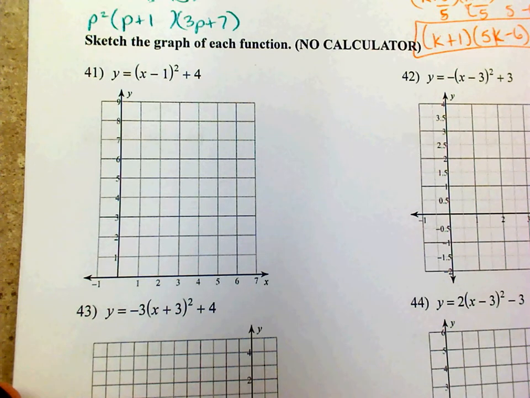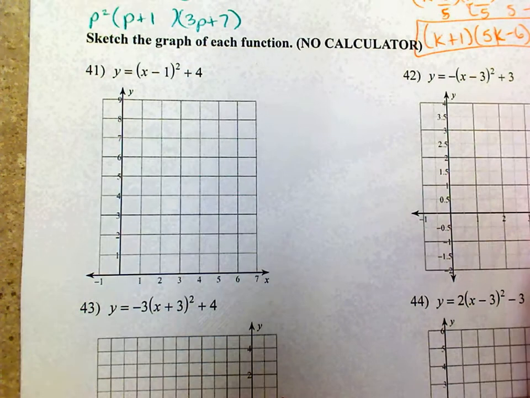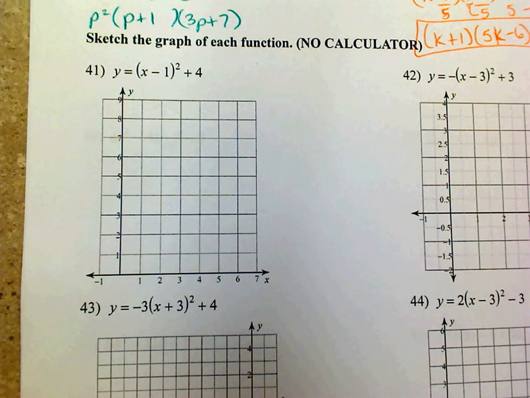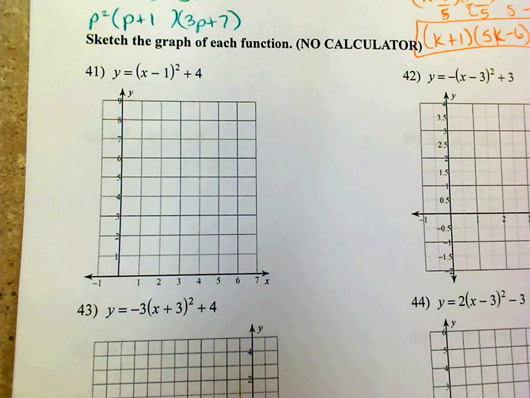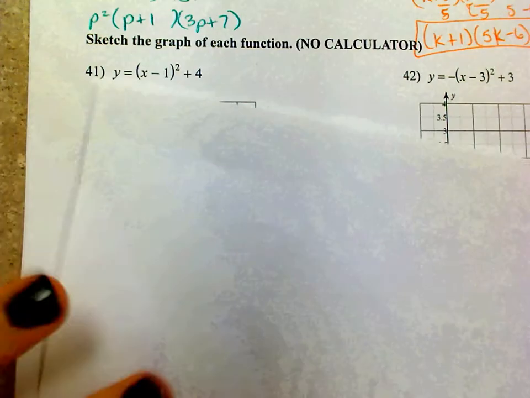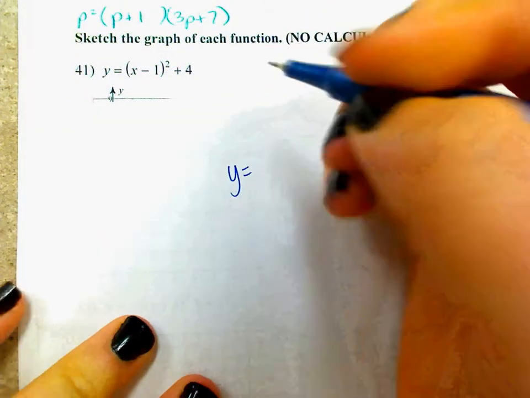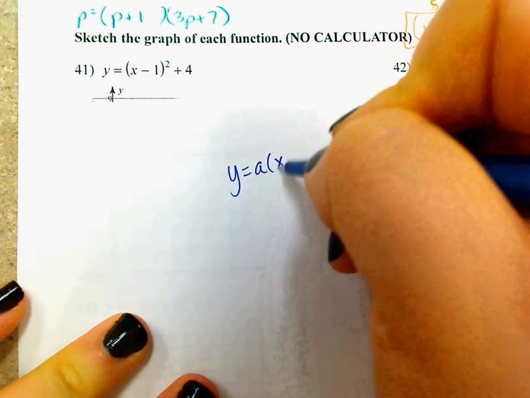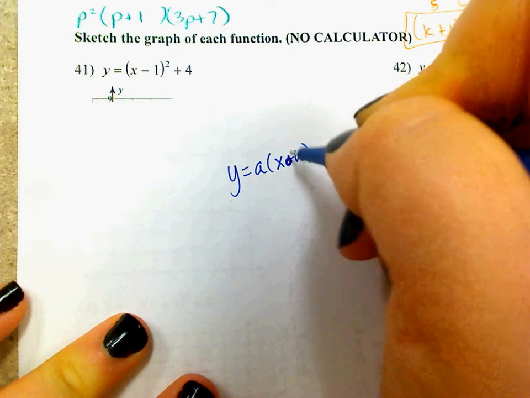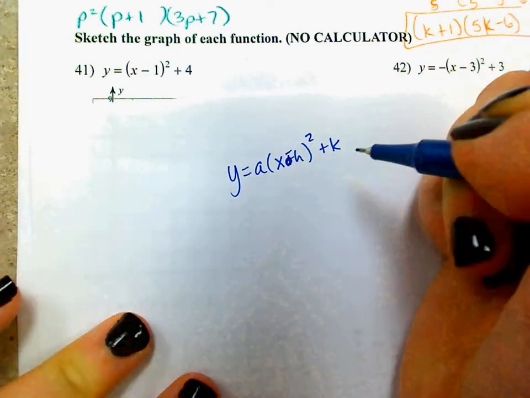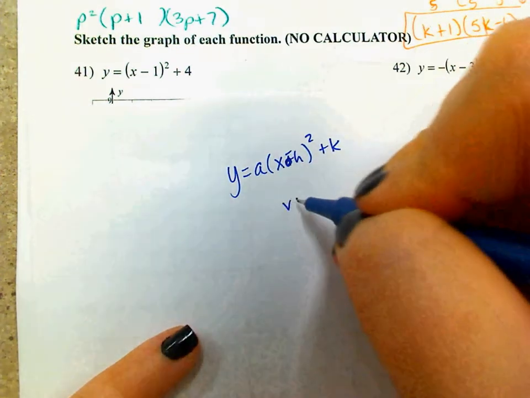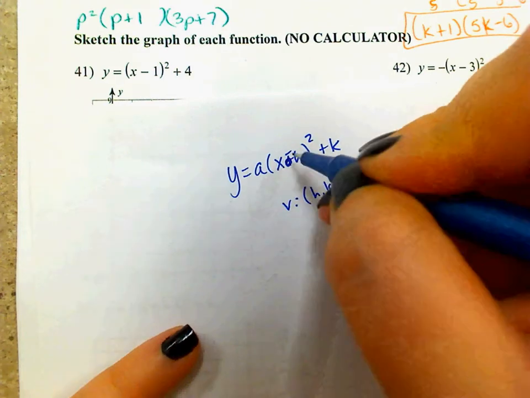Okay, sketching the graphs of quadratics. So, I don't know if you remember vertex form, but the vertex form of a parabola, you've got y equals a times x minus h, quantity squared plus k, where the vertex is the point (h, k). Notice how that's a negative. It's the opposite of what the x value is, and then the plus k.